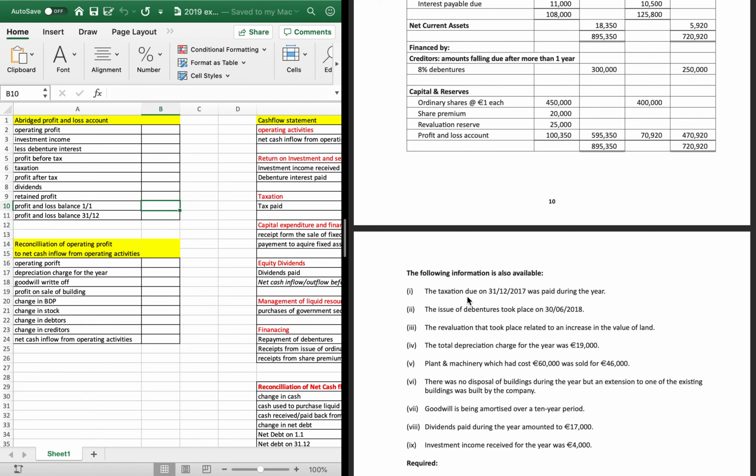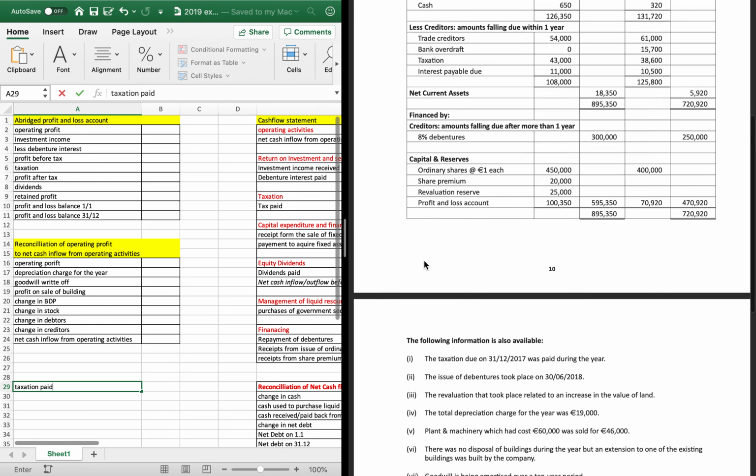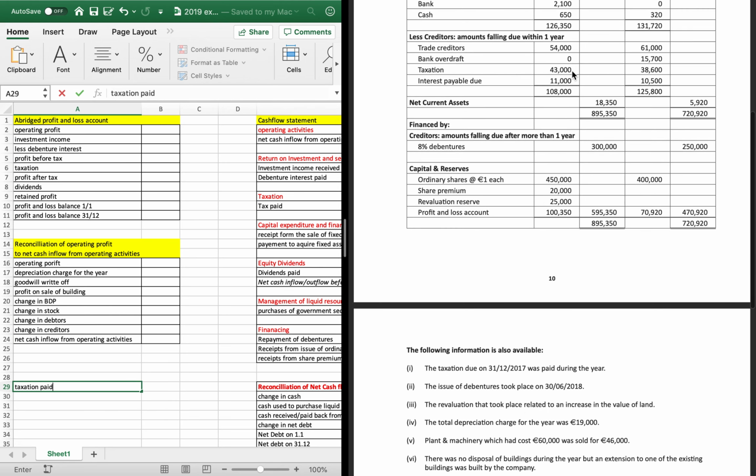So the first thing is the taxation due was paid during the year. So what that means is the taxation paid, and I'm going to write it down here. My taxation paid has to be whatever taxation due is left at this year, because if that was due at the start of the year and that's what was paid, well then whatever's due at the end of the year, my taxation expense has to be whatever's due there. So 43,000 there. Okay, so when I come to do part A, that 43,000 is the number that's going in.